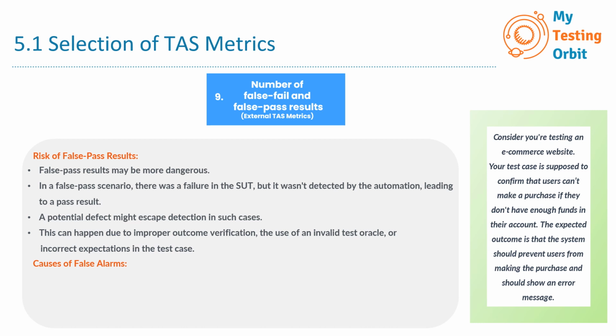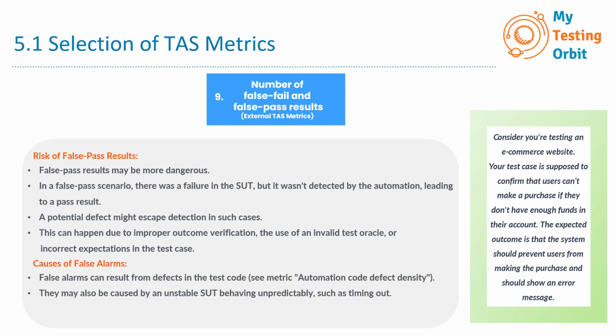Okay, let's see now what the causes of all these false alarms are. False alarms can result from defects in the test code. See metric automation code defect density. Just like how a small glitch in a machine can make it act up, defects in your test code can also cause false alarms. So we have a metric for this, which is known as automation code defect density, and we will shortly cover this. They may also be caused by an unstable SUT behaving unpredictably, such as timing out.